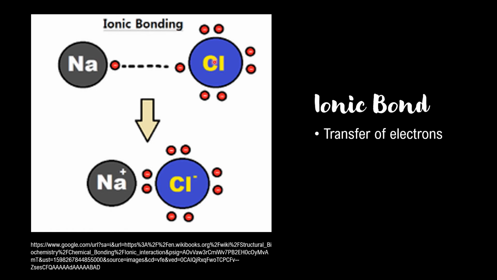So now we will have a transfer of electrons, making sodium have a positive 1 charge and chlorine have a negative 1 charge. So the type of chemical bond that is formed between metals and nonmetals is what we call the ionic bond.